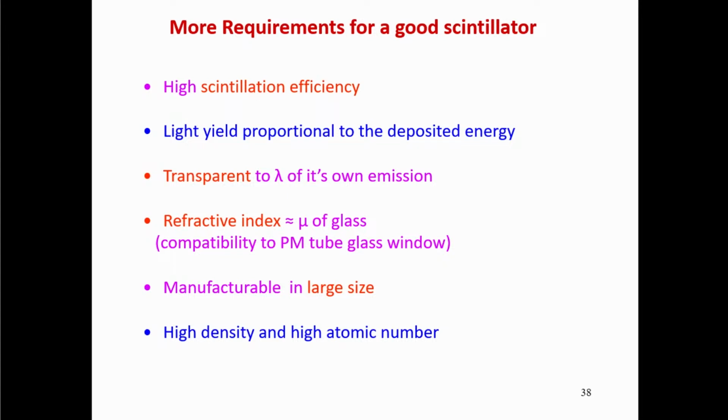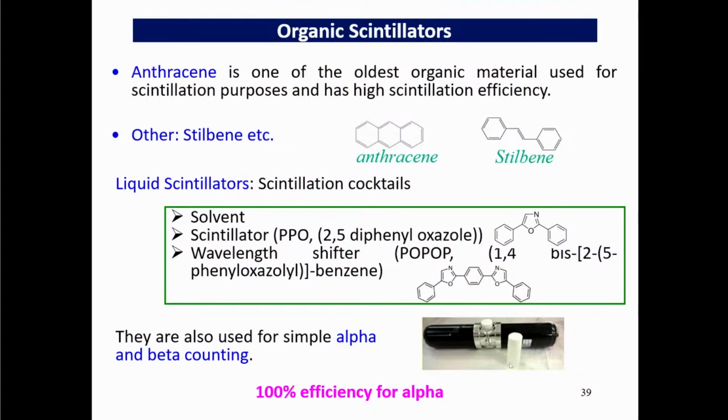It should be manufacturable in large size. Suppose you want to make a high efficiency radiation detector, you should be able to manufacture the crystal in large size. High density and high atomic number material should be used, because mostly they are used particularly for gamma spectrometry applications. It is a very important criterion that high Z material must be there, as Dr. Atanu already mentioned, that the probability of gamma interaction with matter is very much dependent on the Z of the material, right.